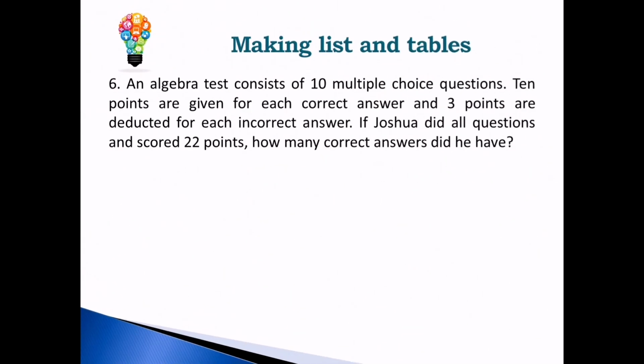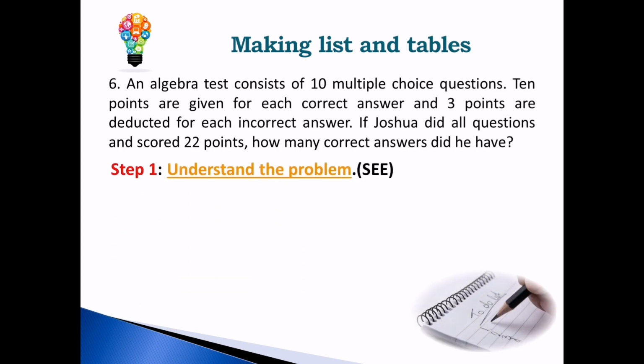And this one is about making lists and tables as part of our strategy to solve the sixth problem. Let us read together. An algebra test consists of 10 multiple choice questions. 10 points are given for each correct answer, and 3 points are deducted for each incorrect answer. If Joshua answered all questions and scored 22 points, how many correct answers did he have? Again, the best way to solve this problem is to use step 1, which is understanding the problem.